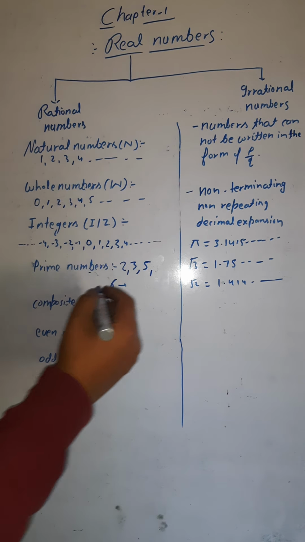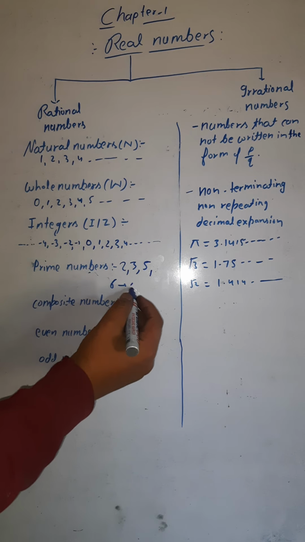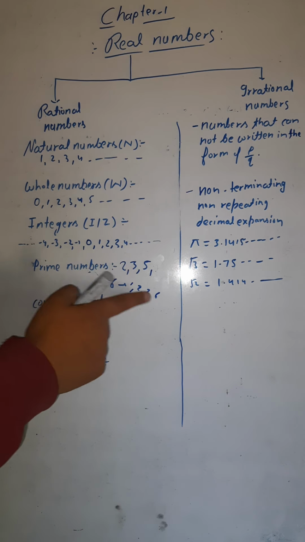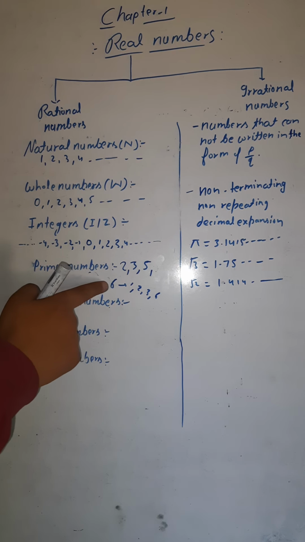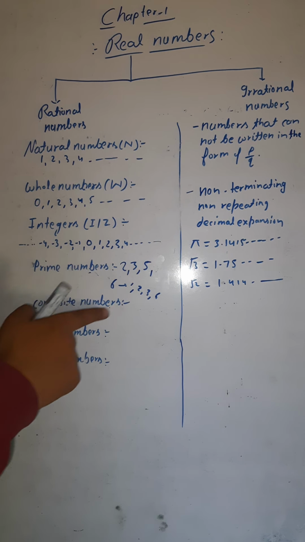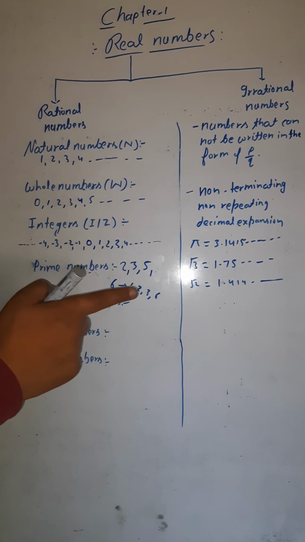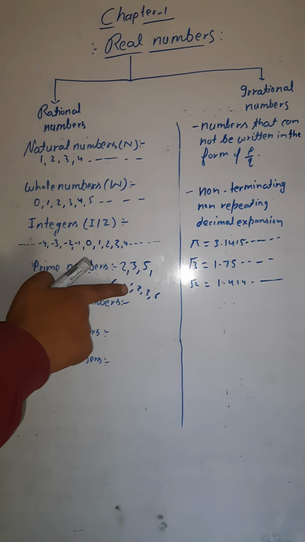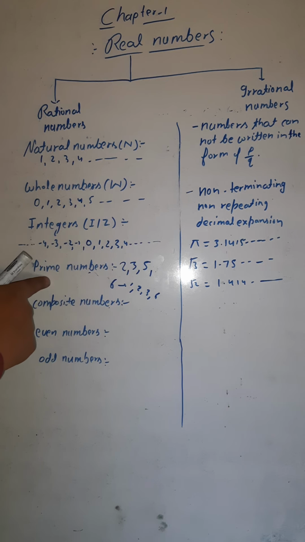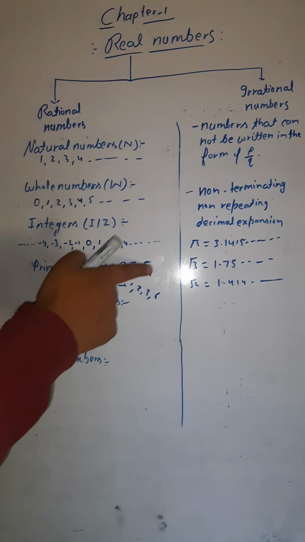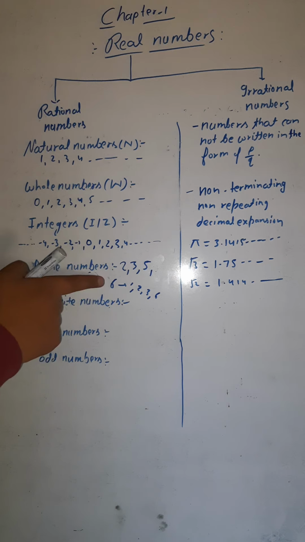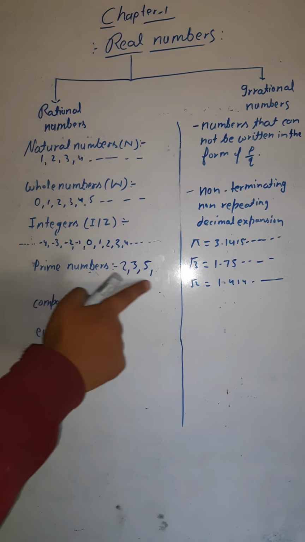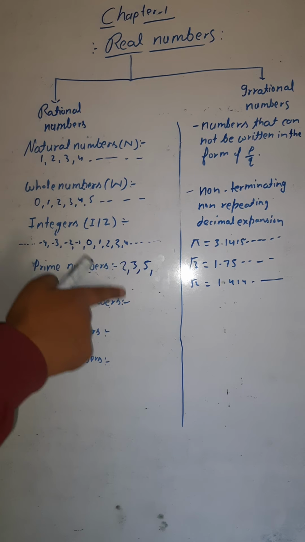6 cannot be prime, because 6 is divisible by 1, 2, 3, and 6. So 6 has more than two factors, so 6 is not a prime number. The numbers which have more than two factors are called composite numbers. Remember this. We need only two factors for a prime number. The numbers which have two factors are called prime numbers, and the numbers which have more than two factors are called composite numbers. So 6 is not a prime number, 6 is a composite number.